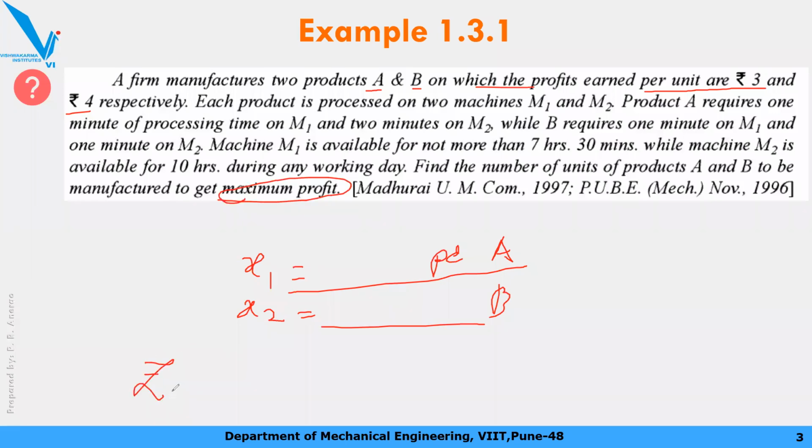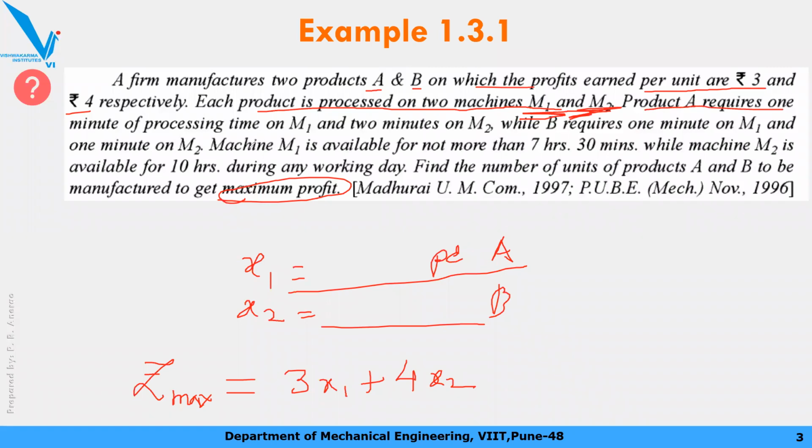So Z max will be equal to 3 into x1 plus 4 into x2. Okay, so that much amount of profit you are going to earn. The product is processed on two machines, M1 and M2. Now remember, machines here are resources. Okay, so these are going to give you constraints.